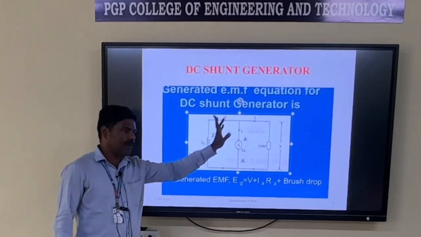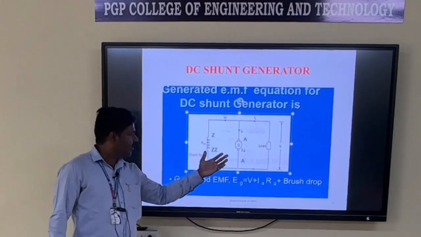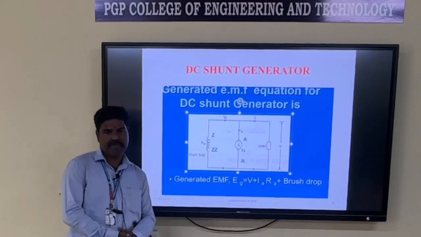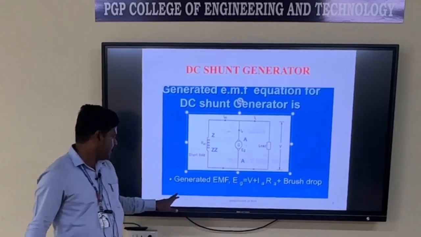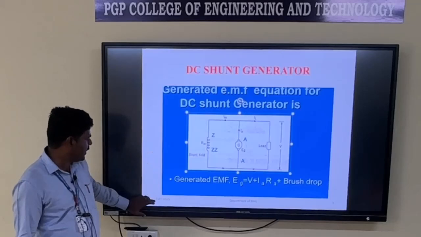Here the armature current equation Ia is equal to IL plus ISH we can get by applying Kirchhoff's current law at this node. By applying Kirchhoff's voltage law, we can get this equation Eg equal to V plus Ia into Ra. This is about DC shunt generator.